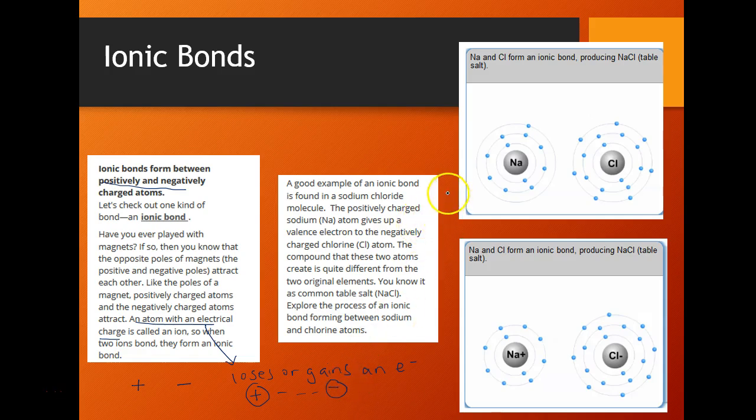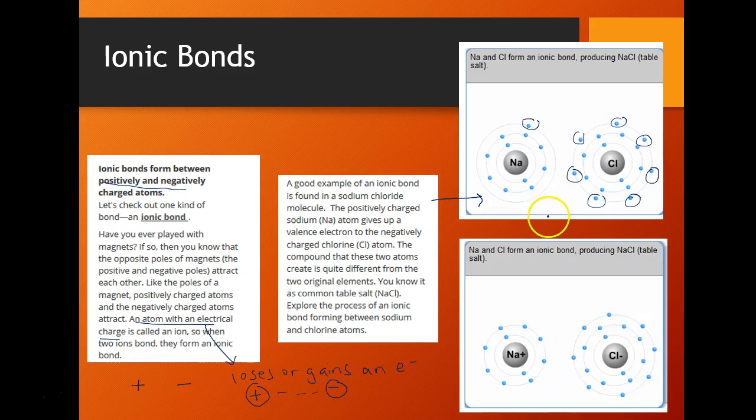So we have a good example of an ionic bond found right here between a sodium atom and a chloride atom. Together they're going to make a sodium chloride molecule. So we see here that the sodium atom has one valence electron right here, and the chloride atom has 1, 2, 3, 4, 5, 6, 7. So remember, in an ionic bond, it's going to be a bond between two ions.